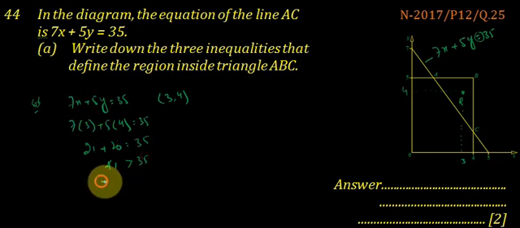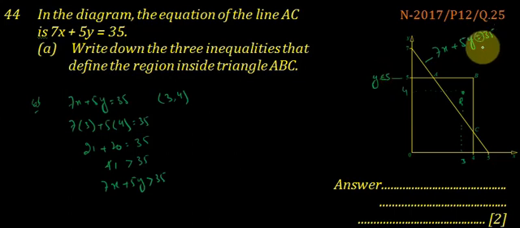So we must write the region is 7x plus 5y is greater than 35, so that it is above this line. Now there are two more equations which define this region. One is y is equal to 5, and we can see that the region is below this line. So we write y is less than 5.